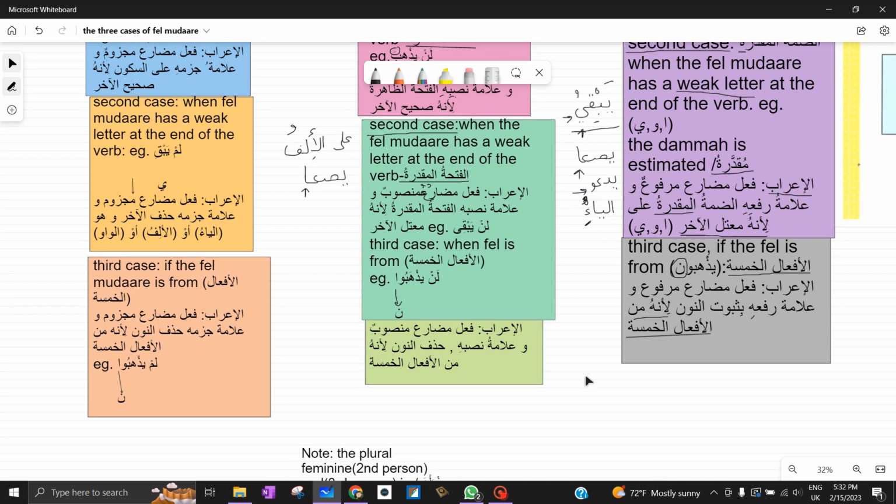So now I will explain why I have not taken these two verbs with ya and with waw. Right now you might not have studied ya and waw as weak letters. We know that there are three weak letters: alif, waw and ya. Out of these three, waw and ya can take a fatha.